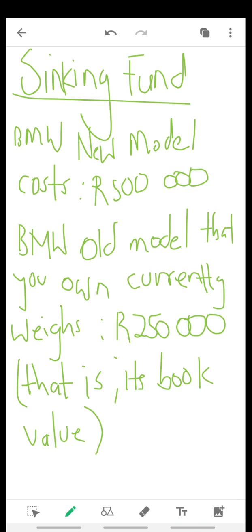And then let's talk about a sinking fund. What's a sinking fund? Say, for example, a new BMW model costs 500,000, and you also have a BMW, but yours is an old model that you own currently. The current price that you can sell it at is 250,000. So you want the new model, you have the old model, which is at 250,000 rands, which is its book value, the current amount that it is worth.